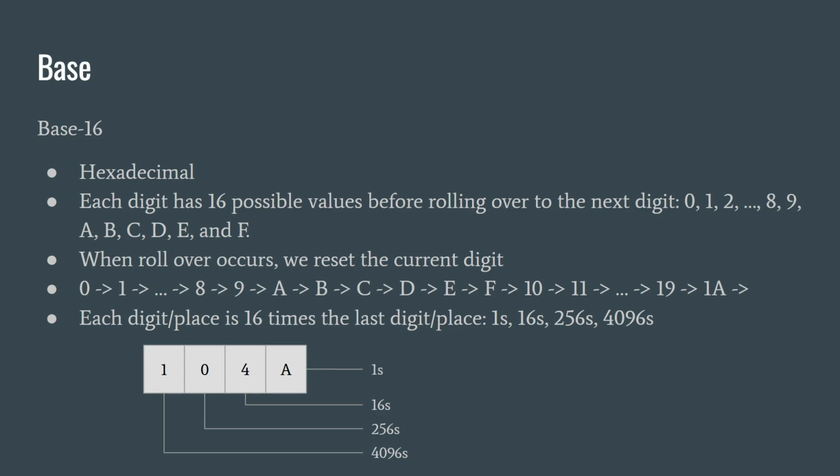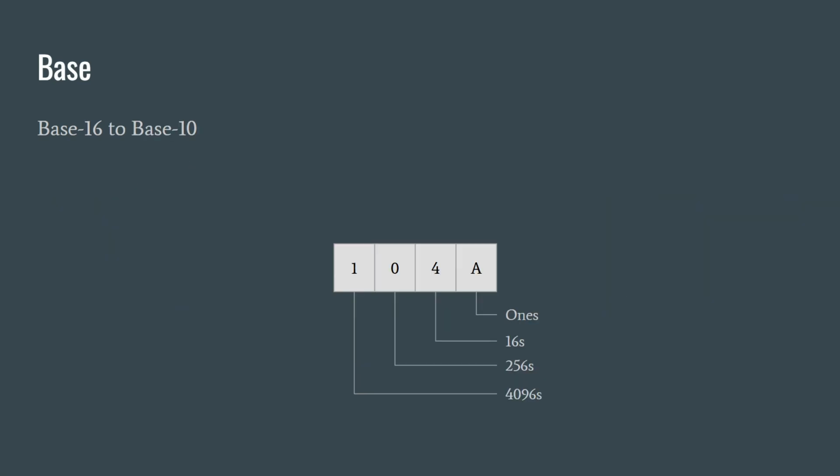All right, so let's look at some operations with hexadecimal. I have a hexadecimal number here, 104A, and the place is marked here. I have the ones place, the 16th place, the 256th place, and the 4096th place. Let's convert that to base 10. What number is this if we were talking in human speak?